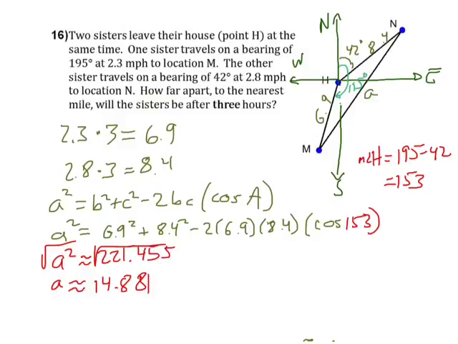And then we're going to ask ourselves, does it make sense that this would be approximately 14.881? If they were traveling in exact opposite directions, they'd be about 8.4 plus 6.9, so about 15.3 units apart. This is something less than 15.3, so it sounds like a reasonable answer. So we can stop there. That is our answer, the distance in miles. Now they wanted it in a whole number of miles, so we got about 15 miles.